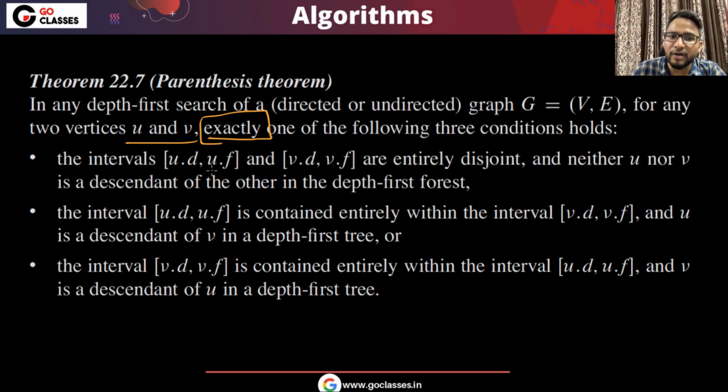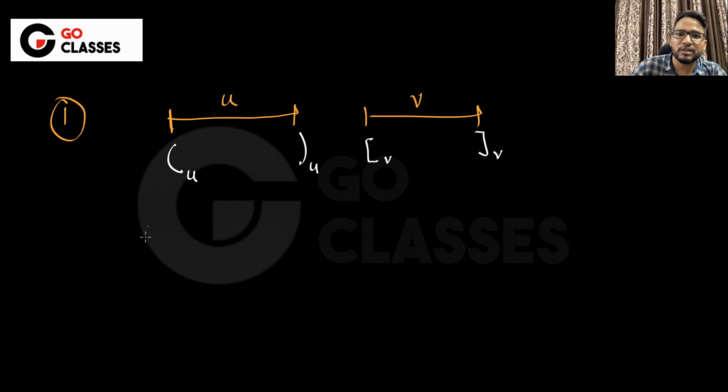First is saying the intervals, which is start of u and end of u. This is start of u and this is end of u. Let's suppose this is one interval, and start of v and end of v are completely disjoint. So they are saying that there will be three cases. First case could be that start of u, end of u, and start of v, end of v are completely disjoint, which means if you just map this with a pair of parentheses, then there will be this pair of parentheses. This is just one case.